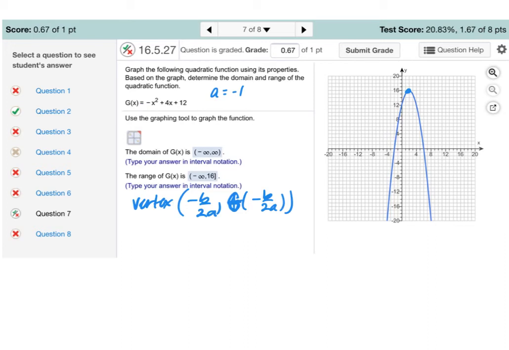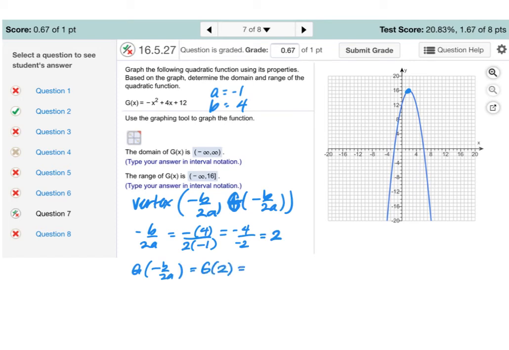Okay, and we have that b is equal to a positive 4. So negative b over 2a is equal to a negative of 4 over 2 times negative 1. So we have negative 4 divided by negative 2, which is positive 2. Okay. We want to evaluate g for negative b over 2a. So we're going to evaluate g for positive 2.